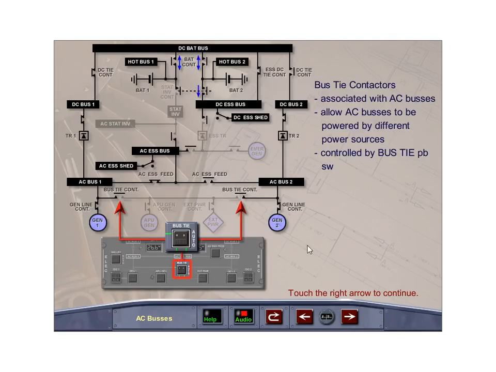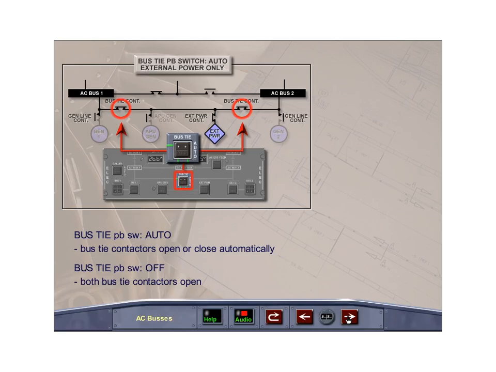AC Bus 1 and 2 each have an associated bus tie contactor, which allows them to be powered by different power sources. The bus tie contactors are controlled by the bus tie push-button switch located on the electrical panel. The bus tie push-button switch is normally in its auto lights-out position. The bus tie contactors open or close automatically to maintain power supply to both AC Bus 1 and AC Bus 2.